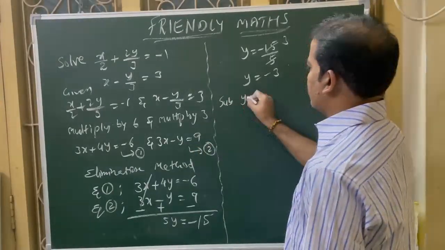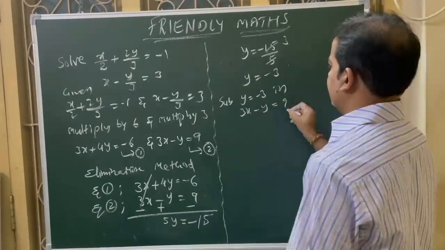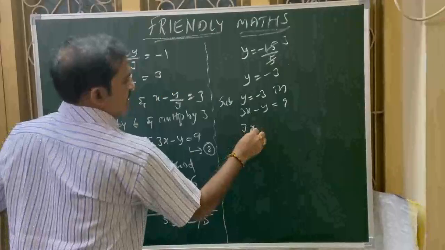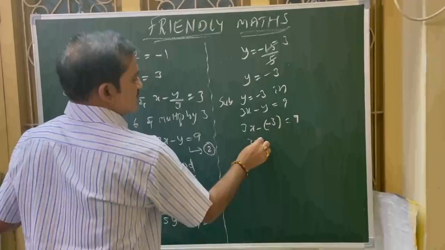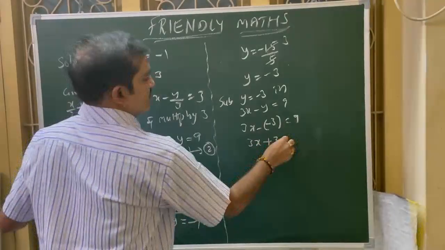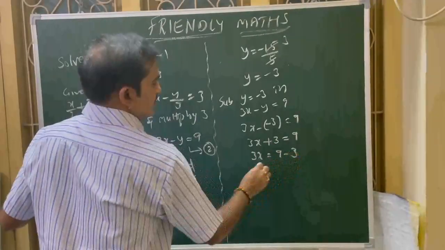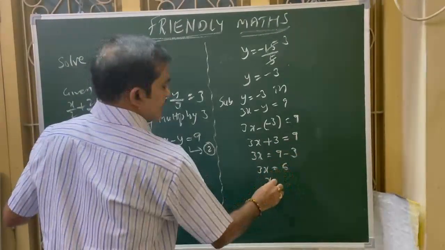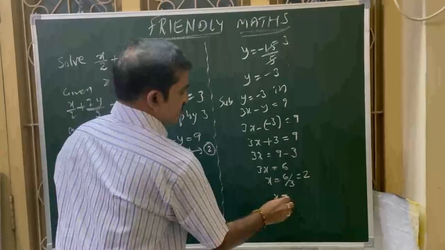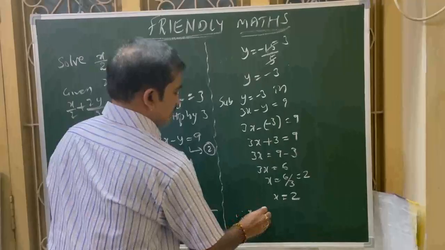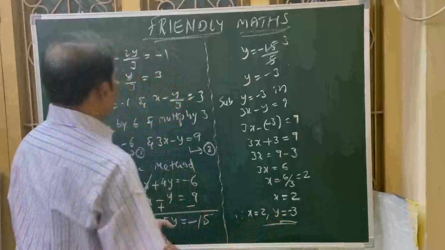Substitute y is equal to minus 3 in 3x minus y is equal to 9. 3x minus of, what is the y value? Minus 3, is equal to 9. 3x minus of minus 3 is plus 3, that is equal to 9. 3x is equal to 9 minus 3. 3x is equal to 6. x is equal to 6 by 3 is equal to 2. x is equal to 2. Therefore, x is equal to 2, y is equal to 3. Sorry, minus 3. Then we have to verify.